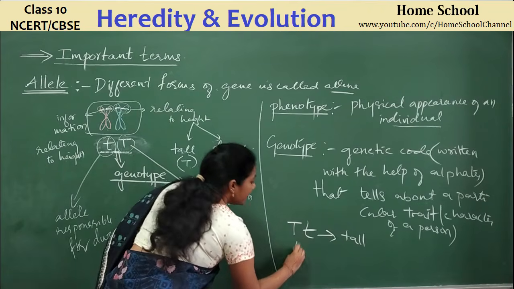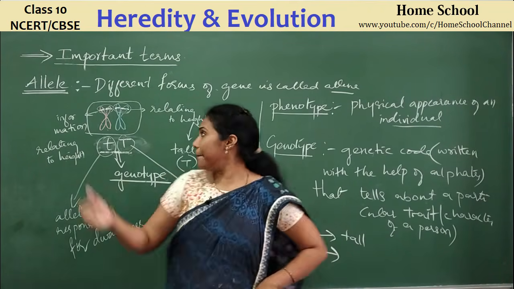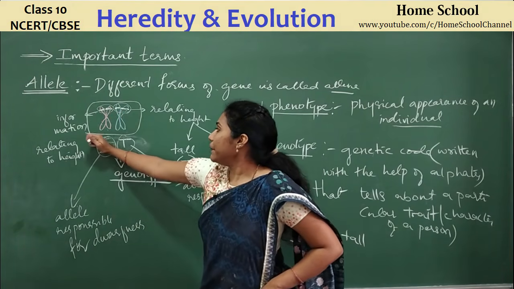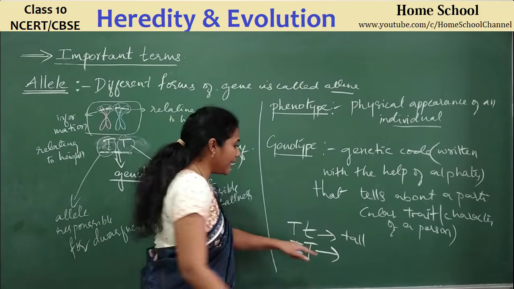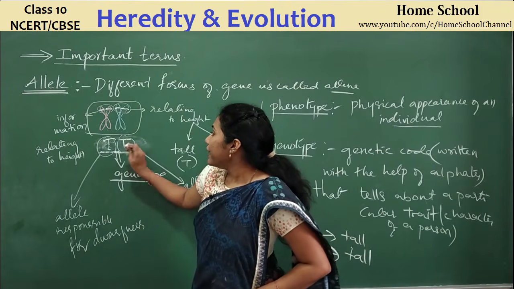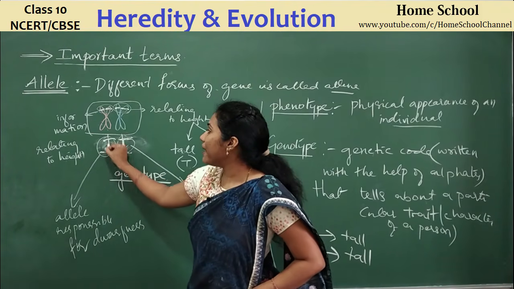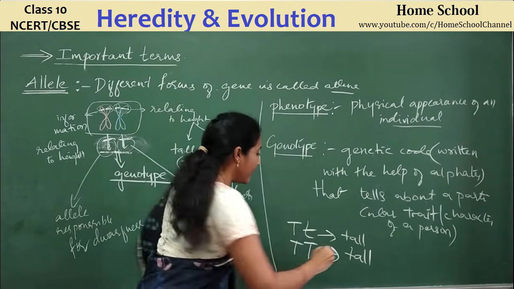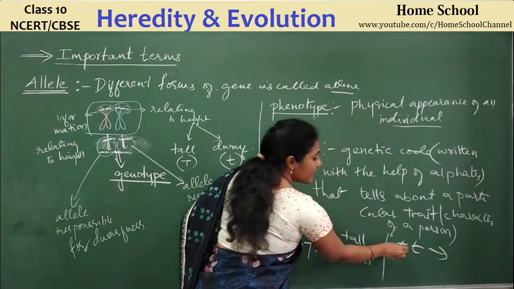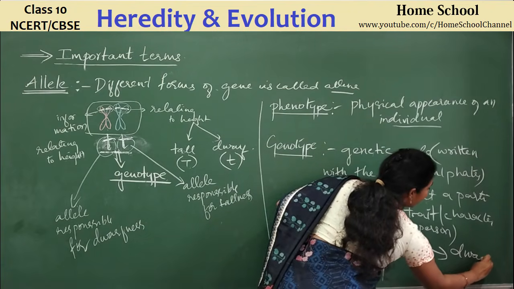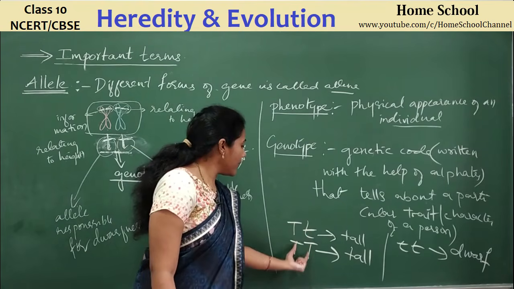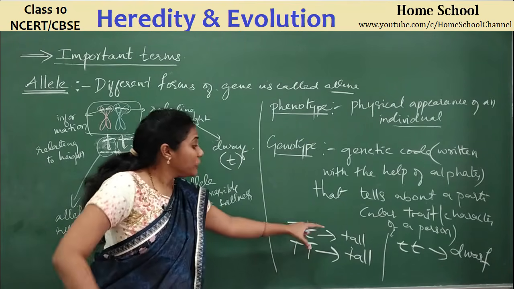If mother is tall and father is also tall, then what genotype will you have, guys? TT. Then the baby is definitely tall. Imagine if the father is a dwarf and the mother is also a dwarf. Then the genotype is small t, small t. In this condition, the baby is definitely short, that is, a dwarf. Yes or no?